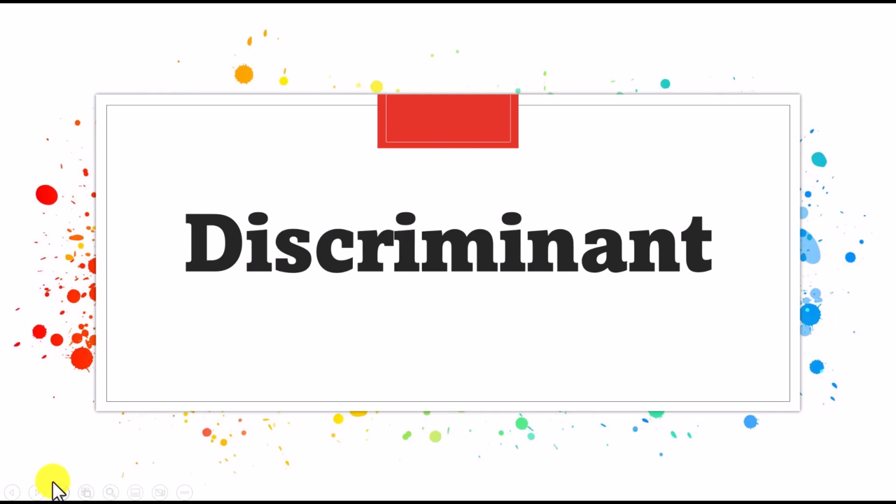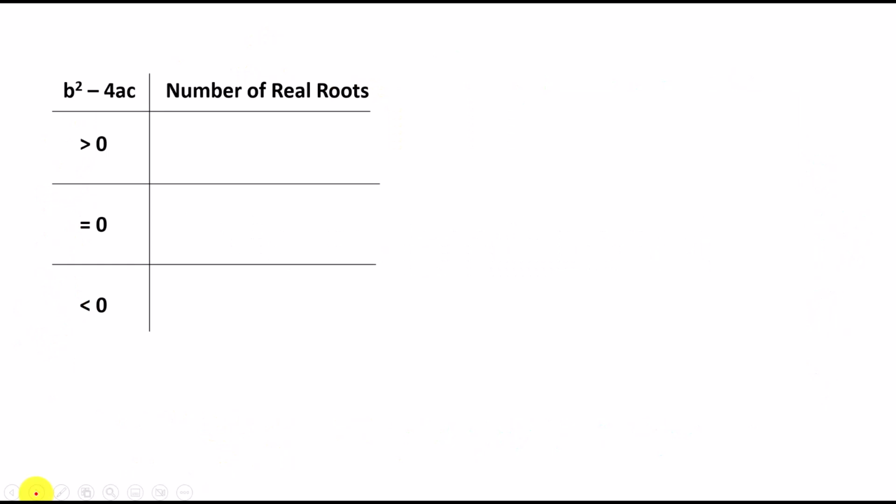Okay guys, in this video we're going to talk about the discriminant and what we can do with it. So what is the discriminant? Well, we all know about the quadratic formula, and that is x equals the opposite of b plus or minus the square root of b squared minus 4ac over 2a. We've been using that to solve quadratic equations, and when we do this we find the x-intercepts.